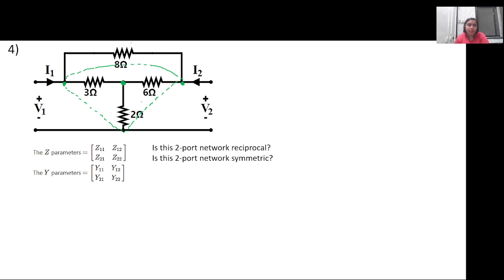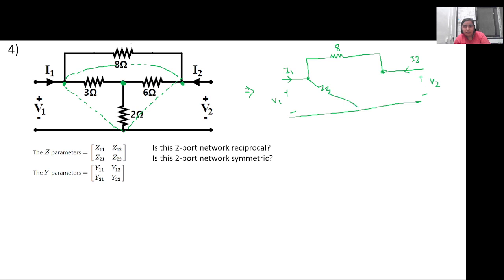Sir has just mentioned the star delta conversion. I hope you remember it. Yes, ma'am. So we will just simplify this network and convert it to an equivalent delta network. So this 8 ohm resistance will be as it is. So this is I2, this is V1 and this is V2. This is I1, this is I2 and this is 8 ohm. So its equivalent star network will be like this.